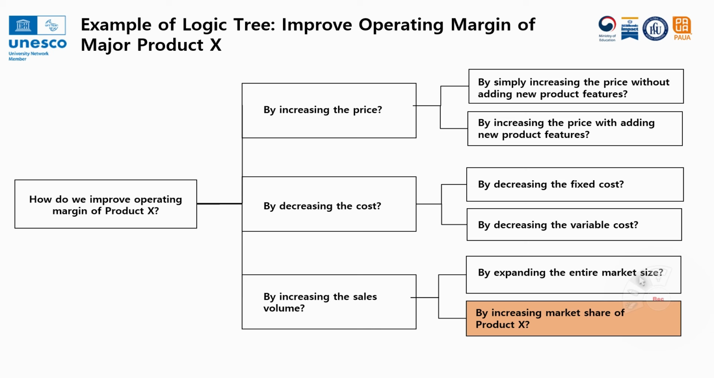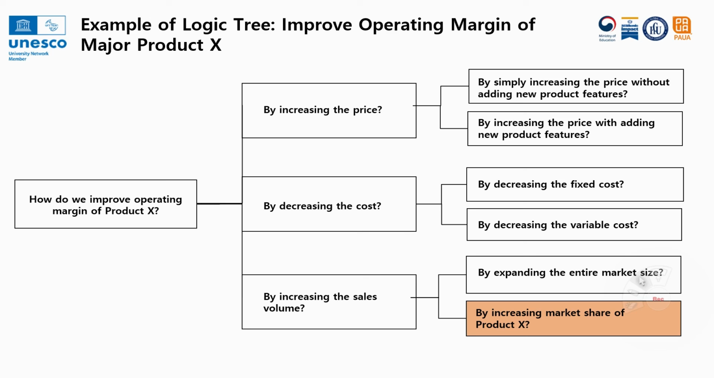Why do we disaggregate the problem of improving operating margin into those three areas? By doing that, it's easier for us to analyze. The problem itself is quite complicated, and there are a lot of ways. But by disaggregating the problems into small issues, it's easier for us to analyze. And also it's easier for us to decide which issues we can tackle.